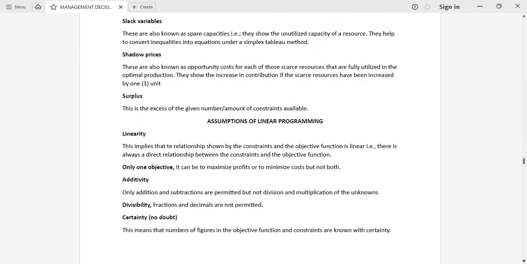The surplus is the excess of a given number or amount. In other words, it's the excess of a given number of a constraint available.